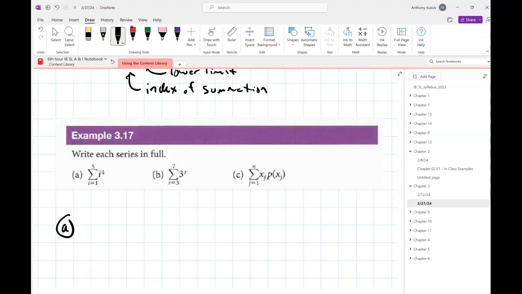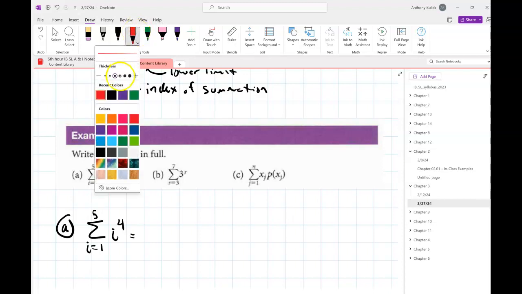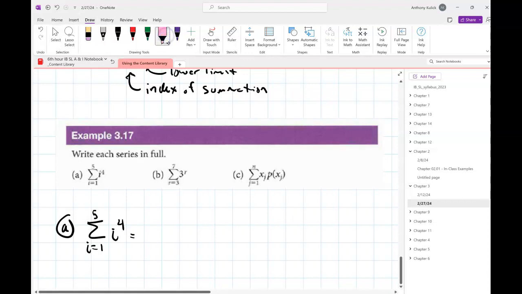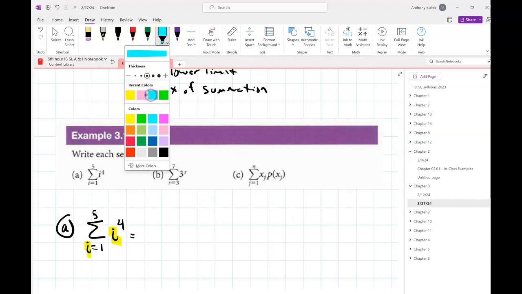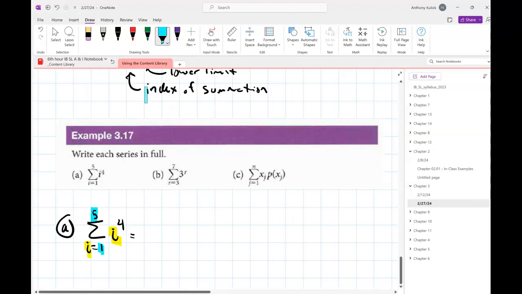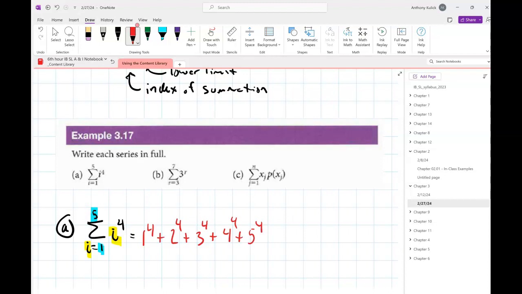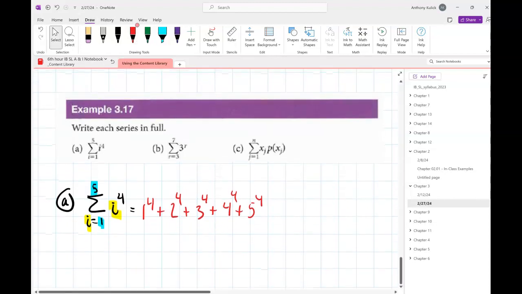All right. For part A, our instructions are to write each series in full. So how do I write this first one? My variable is I, right? What am I going to be plugging into I? The numbers 1 through 5. Is that okay with everybody? So again, all I care about is the I, and I'm just plugging in the start and the end.